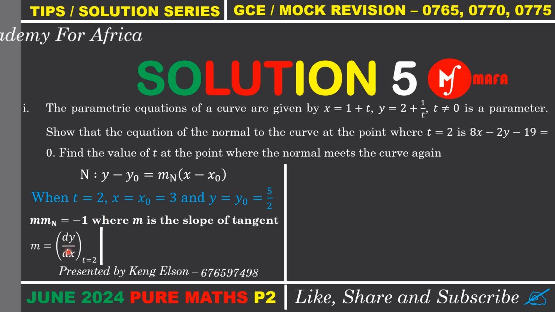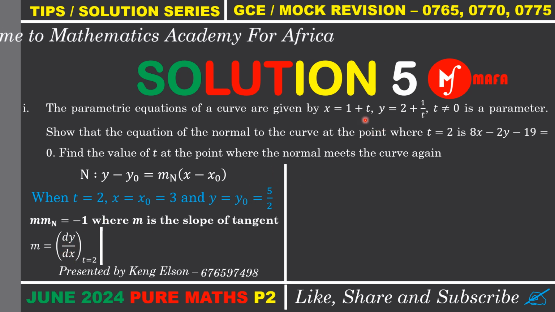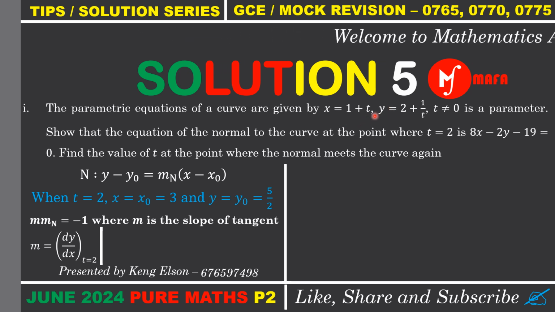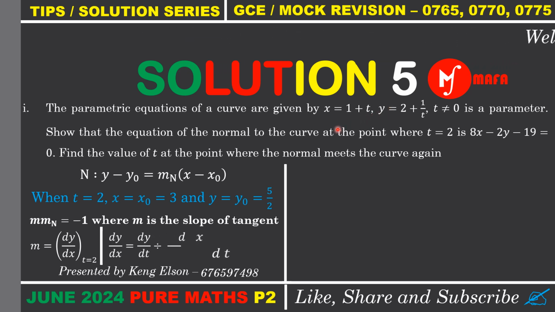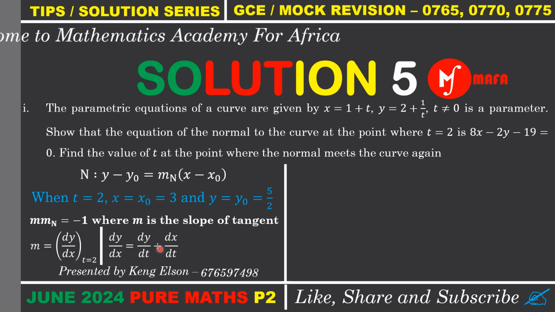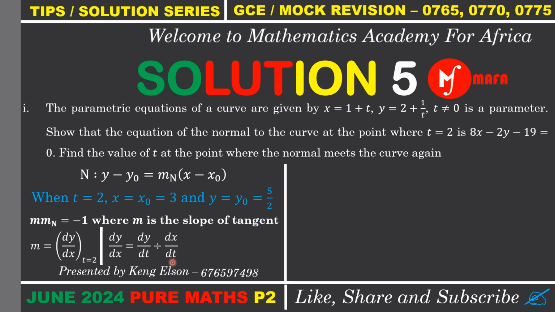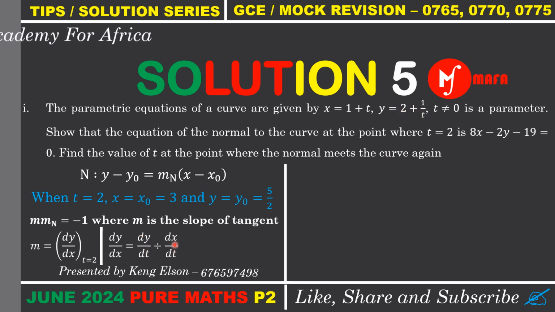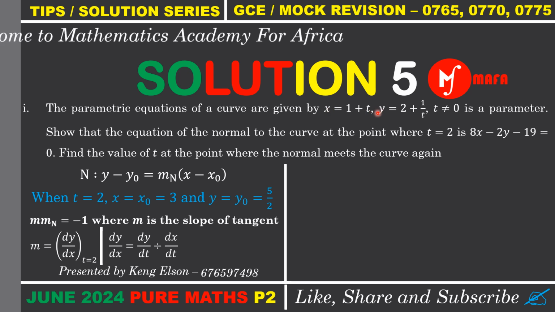Now to find dy by dx, we are going to use the chain rule because x and y are in terms of t. So to get dy by dx, we use the chain rule, which says that dy by dx is dy by dt divided by dx by dt. Since y is in terms of t, we can get dy by dt, and since x is also in terms of t, we can get dx by dt.